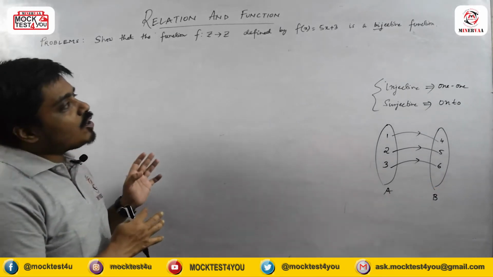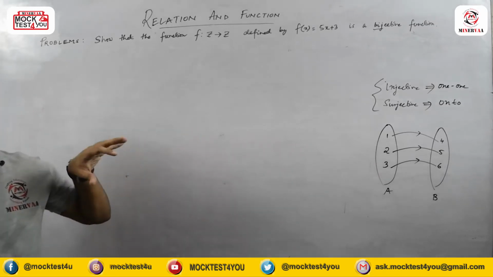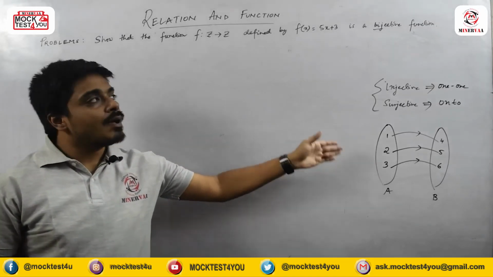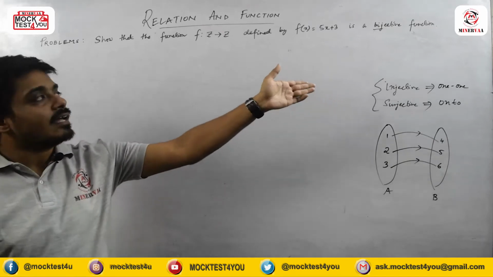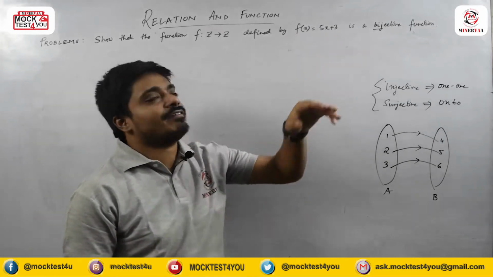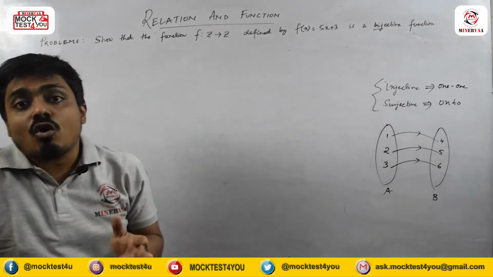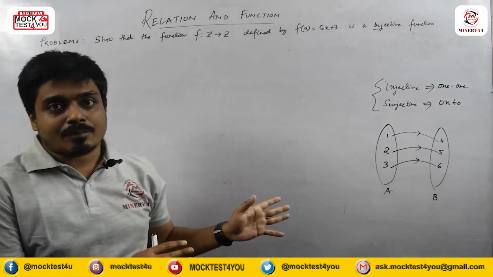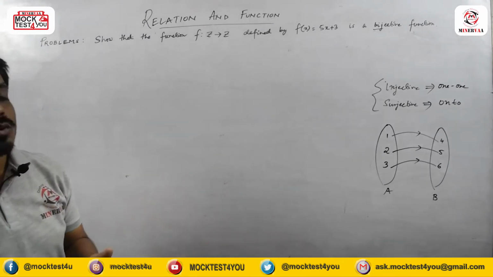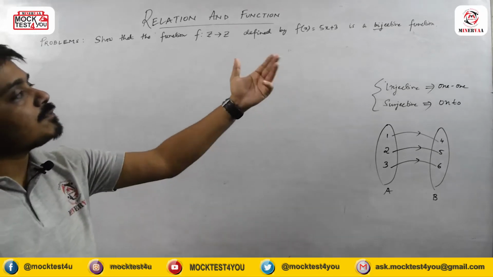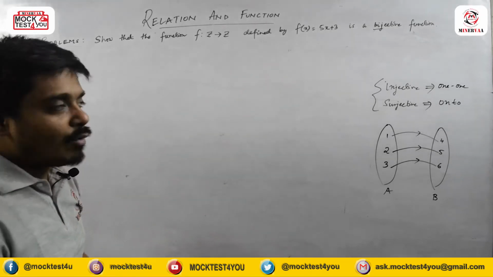Now in order to do some questions, obviously we will not draw the arrow diagram, because how can we draw it? They have just shown you the function f(x) is equal to 5x plus 3. So there is no way we can draw the arrow diagram. So how do we proceed with this question? How do we prove that the function is bijective? So let us start with 1-1.